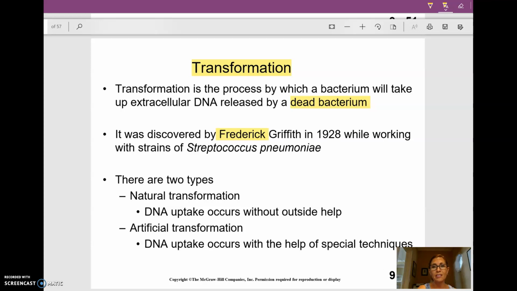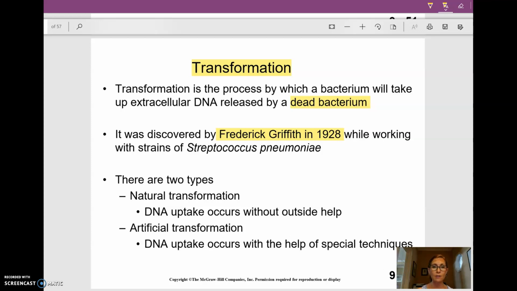So any new bacteria that get on your hands can absorb that. Frederick Griffith in 1928 was the first to come up with this by researching a type of Streptococcus pneumoniae, which actually gives us pneumonia. Now, pneumonia is a condition. It's a disease, but pneumonia is actually the condition of having fluid in your lungs.